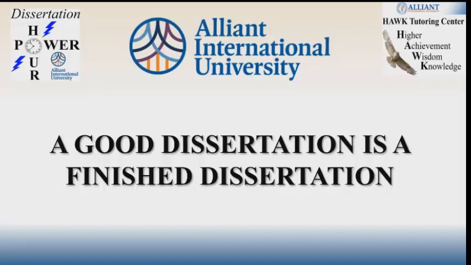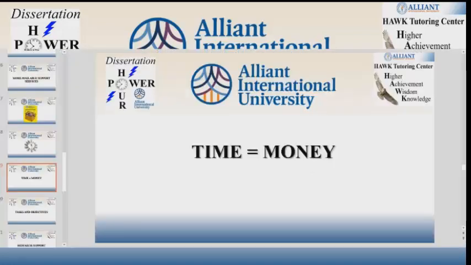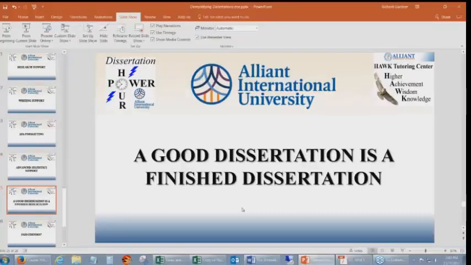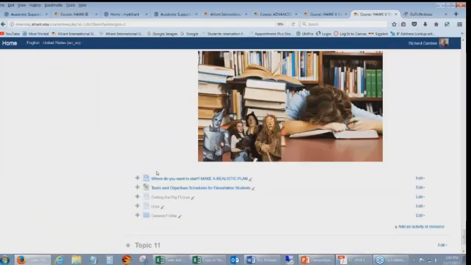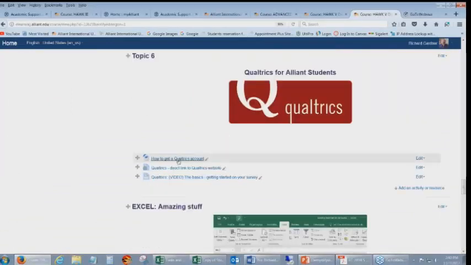So let me give you one last real quick tour of the Hawk 5, because it's got a Qualtrics section: how to get a Qualtrics account through the Alliant account. It's free, okay? Do not pay for it. Alliant pays for Qualtrics. There's the link to Qualtrics, how to get the account. It's easy. There's a video on how to do the basics of Qualtrics. I love Qualtrics. Qualtrics is actually a very robust system. So again, there's a Qualtrics section.